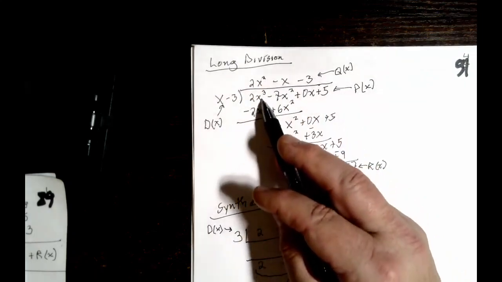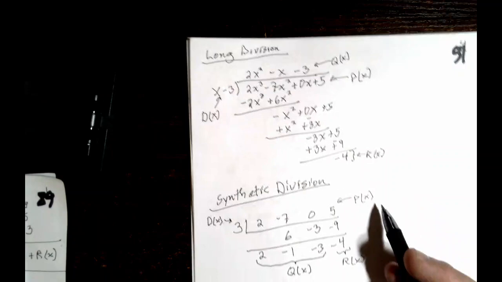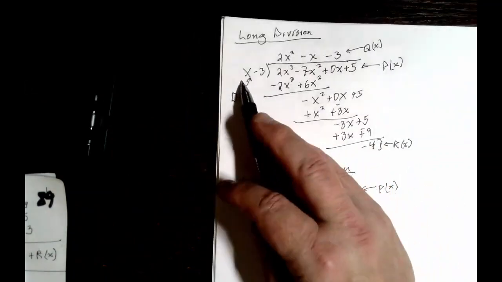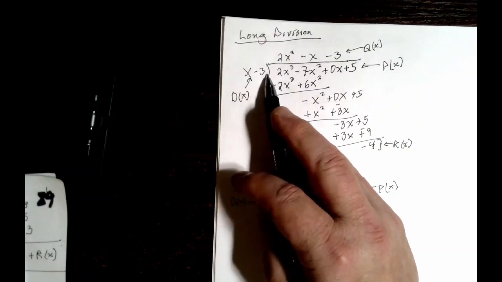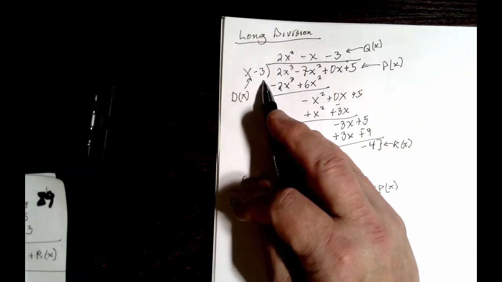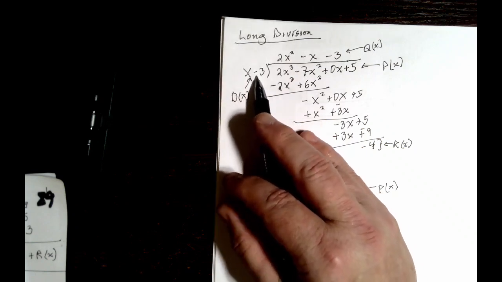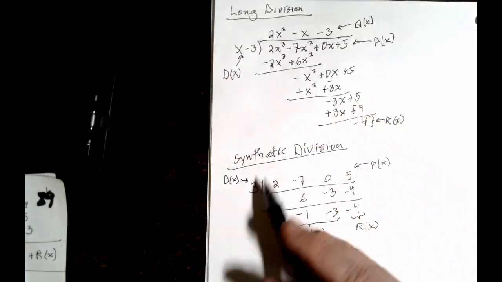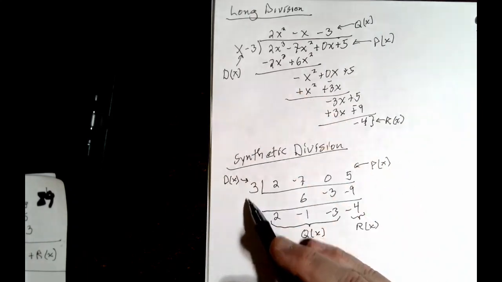Because this column represents your x cubes, your x squareds, your x's, and your constants. Now, one of the things you have to know about synthetic division is you can't have a number in front of x. If you have like 5x minus 3 as your divisor, you can't do synthetic division. It has to be just x and plus or minus a number. Okay, since this one is x minus 3, we just divide by 3. You change the sign. Change the sign on that guy.